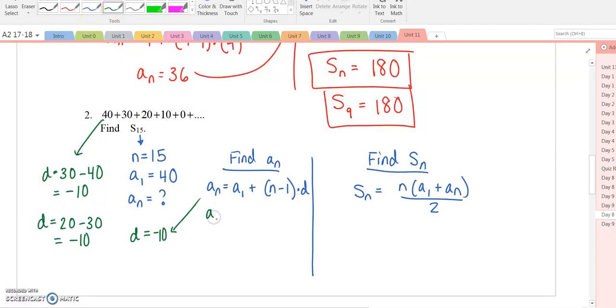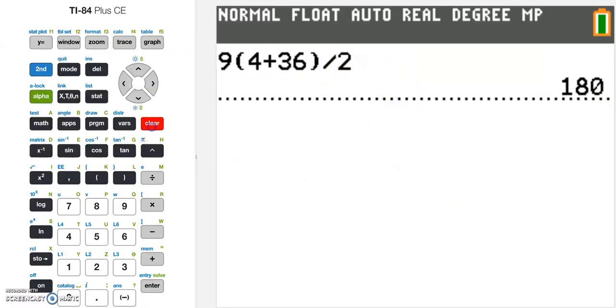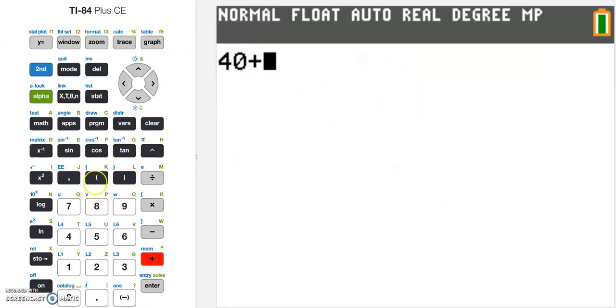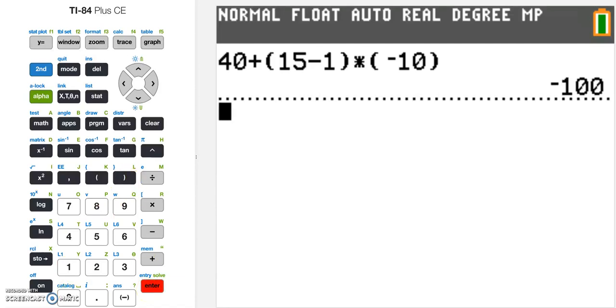So a sub n, or a sub 15, is going to equal 40 plus 15 minus 1 times negative 10. And I'm going to use extra parentheses because d is negative. Alright, so let's type that in. 40 plus 15 minus 1 times negative 10. Alright, and we get negative 100.